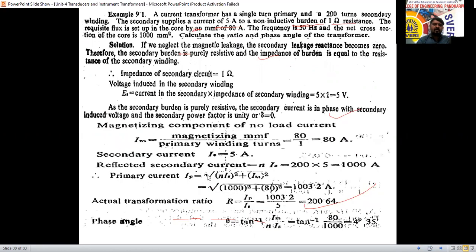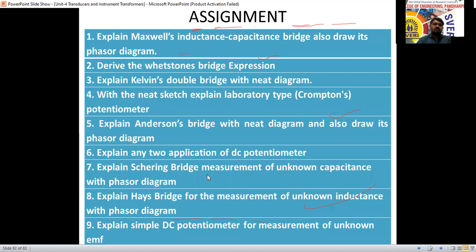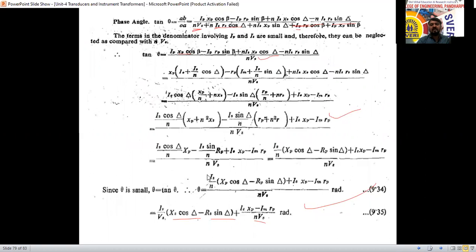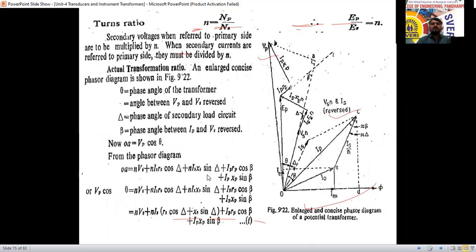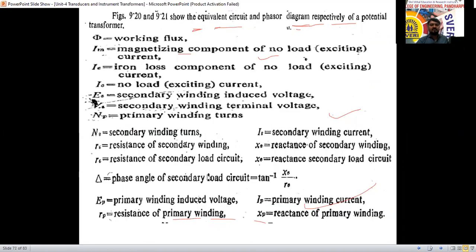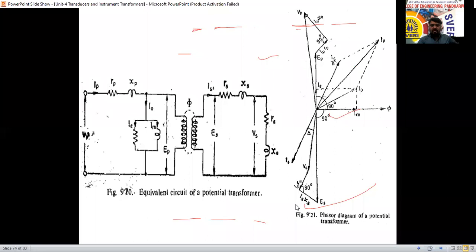The next class will discuss the difference between CT and PT. There is not much difference: that is the current transformer, this is the voltage transformer. In working operation, one acts as an open circuit, the other as a closed circuit. One is parallel, the other is series. Like that, some differences are there. We are going to discuss in the next class. So we'll stop here and continue in the next class.